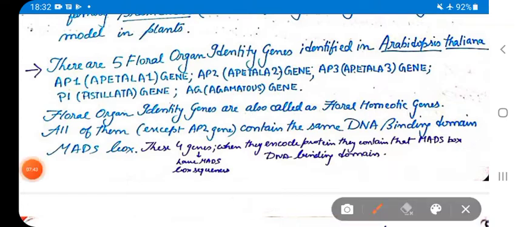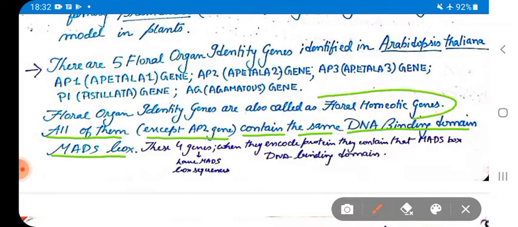All of them, except your Apetala 2, contain the same DNA binding domain, the MADS box. So the floral organ identity genes are also called floral homeotic genes. And all of these floral organ identity genes, except AP2, the other 4 floral organ identity genes have a DNA binding domain.